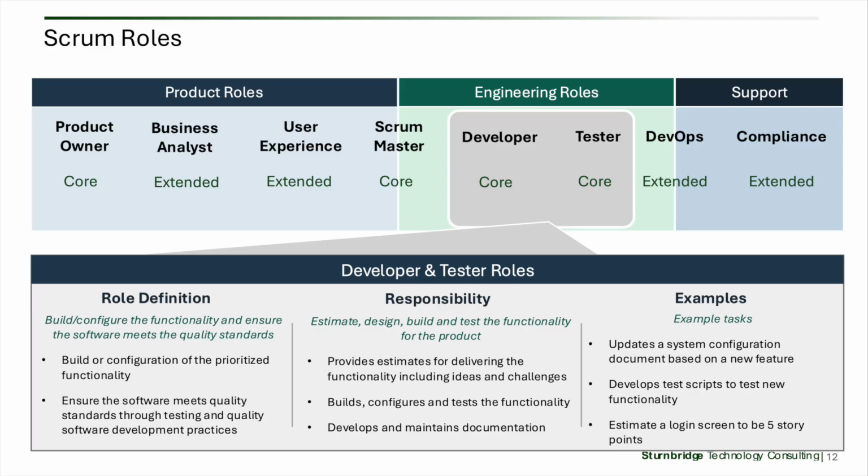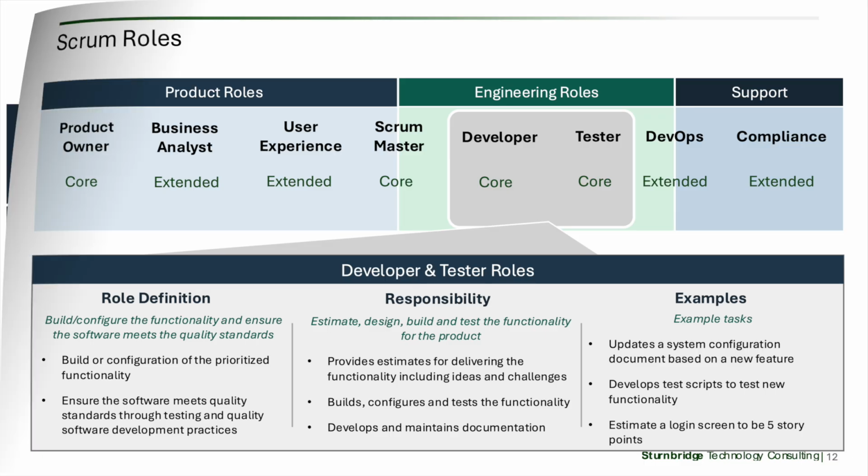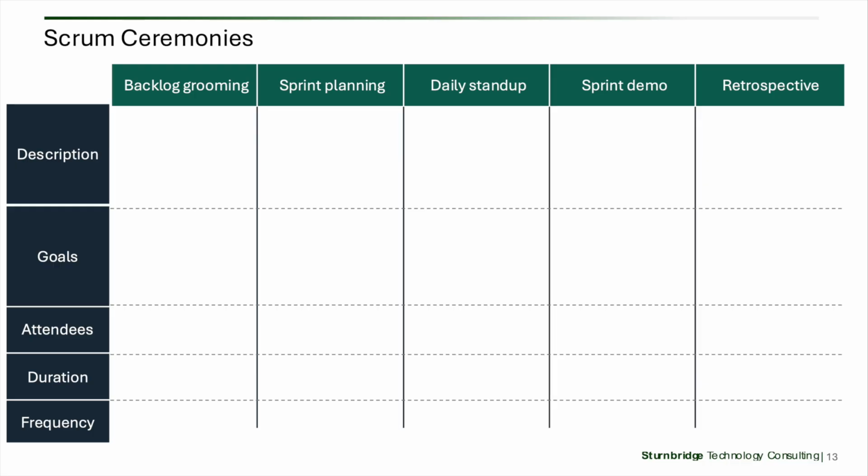Some examples of the tasks that they will do are updating a system configuration document based on a new feature, developing test scripts to test newly developed functionality within that sprint, and estimating a login screen to be 5 story points. We'll talk more about the story points process and the estimation process in the Advanced Scrum Fundamentals episode that we'll have right after this, but those are just some examples of what developers and testers are responsible for within the Scrum process. Now let's get into the different Scrum ceremonies that take place within the Scrum process.